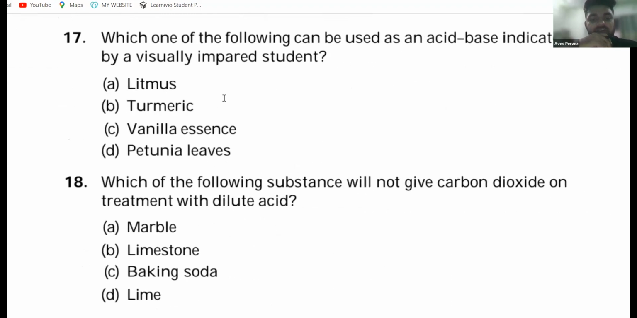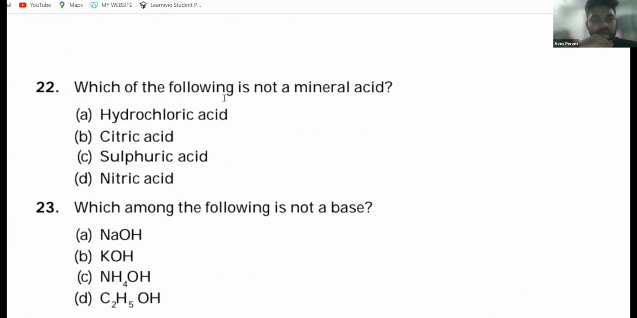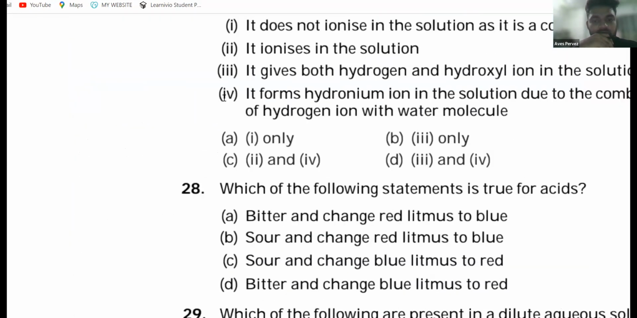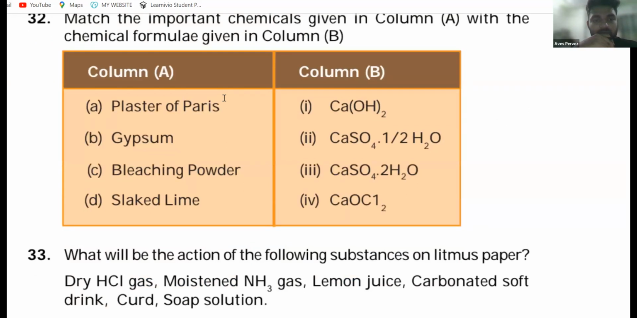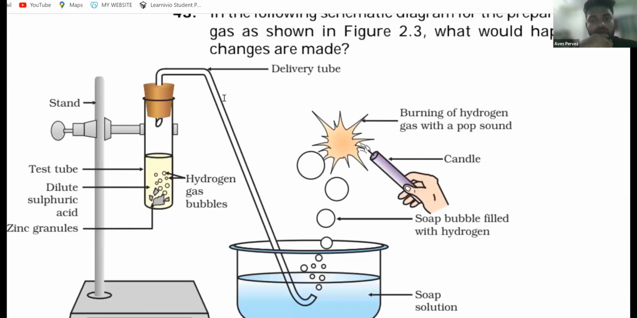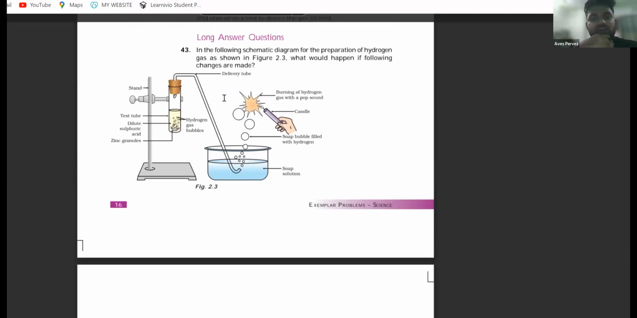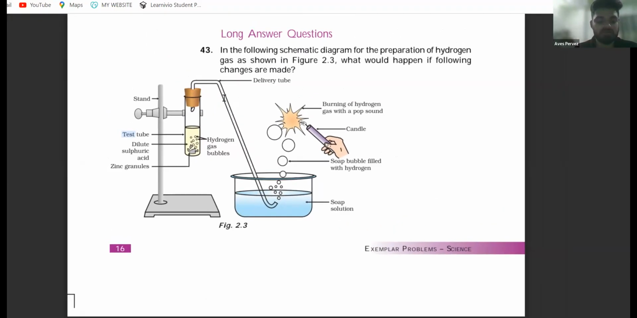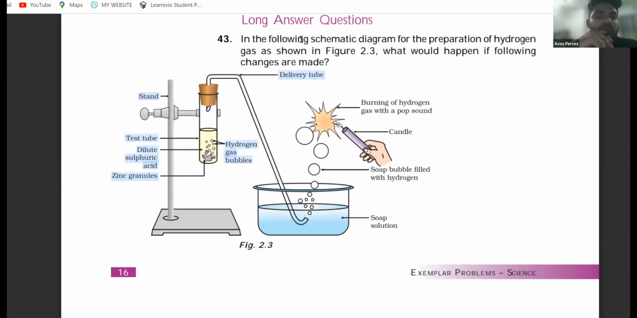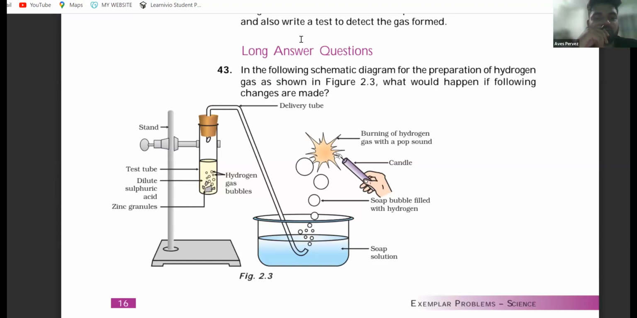Let's do the question that we are studying on this topic. We have this question. You have seen this chart. Now let me take this one. In the following schematic diagram, there is a method for preparation of hydrogen gas, and you are seeing that zinc granules are added to dilute sulfuric acid. There is dilute sulfuric acid present in it.